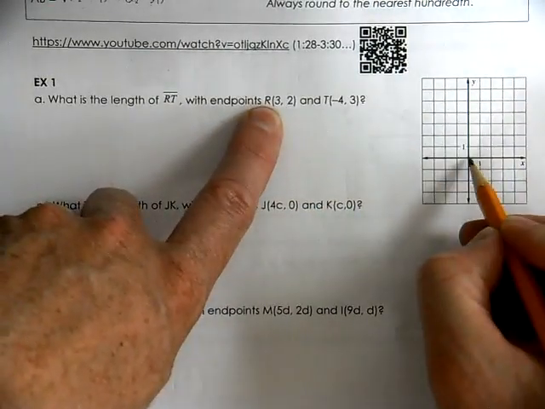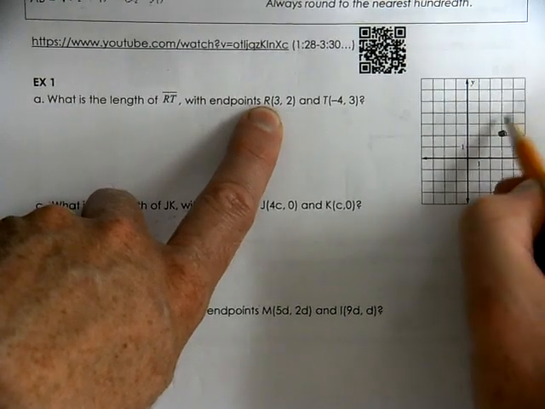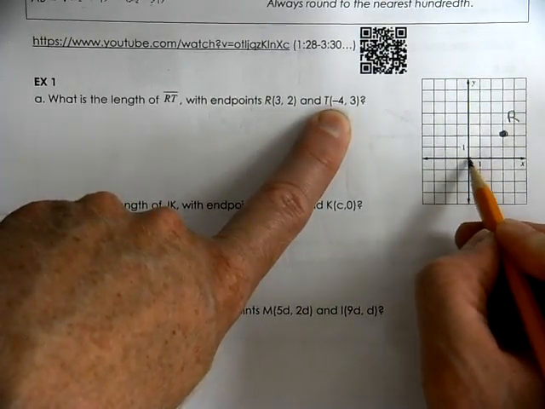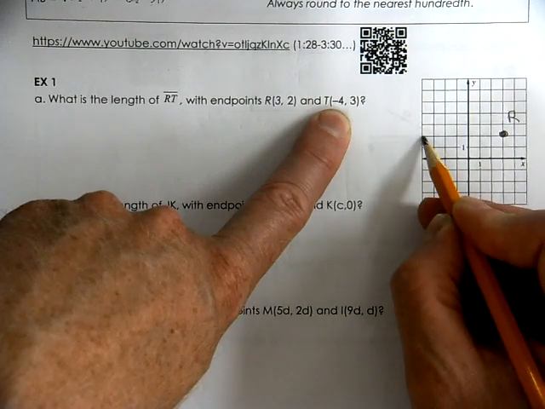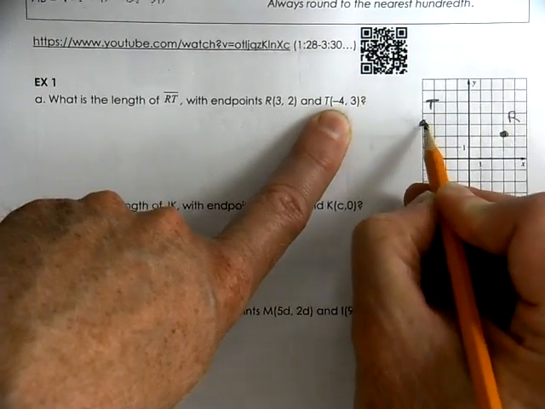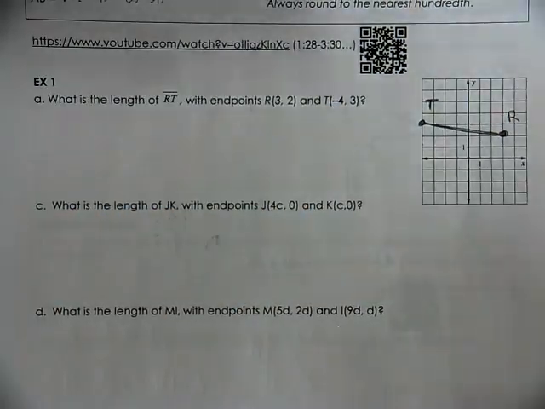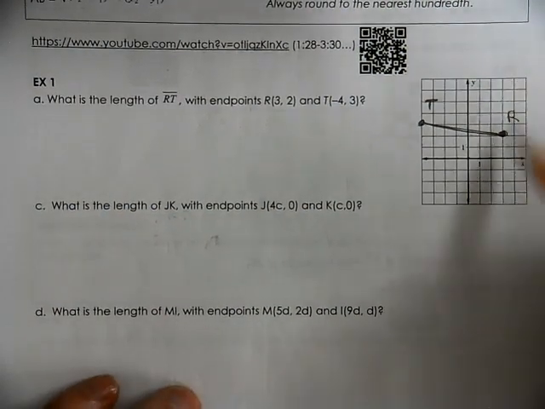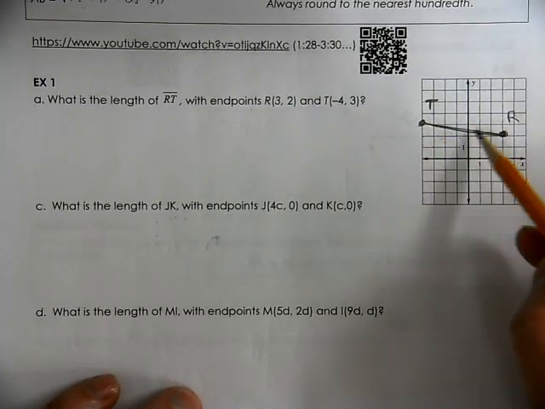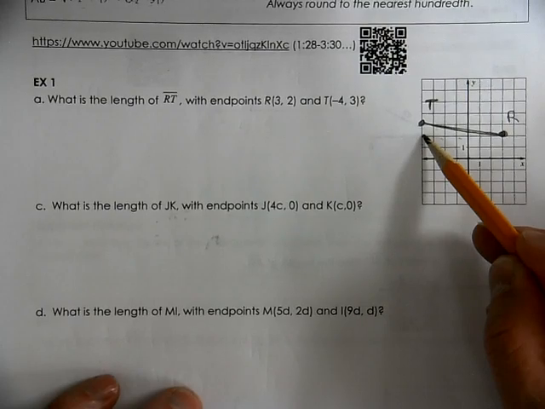Okay, what is the length of RT? Well, we have the points R, 3 to the right, 2 up, put in your dot, that's your R, and your T, 4 to the left, and 3 up. So notice in this case that this line is not quite horizontal and it's not vertical. If it's horizontal, you could count, but we cannot count diagonally. You cannot just count over.